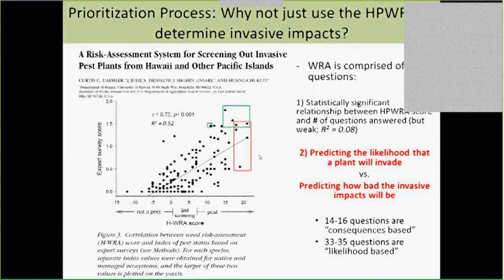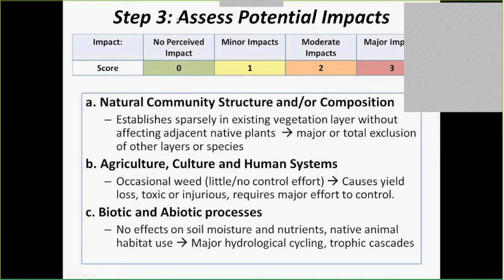Okay, so now we're back to step 3. So now we're assessing the potential impact. And so basically each one of these things we went over earlier gets a score. A score of 0 means no perceived impact, 1 is minor impact, 2 is moderate impact, and 3 is major impact. So for the natural community structure, no perceived impact would be something like it establishes sparsely in existing vegetation layers without really affecting adjacent native plants.